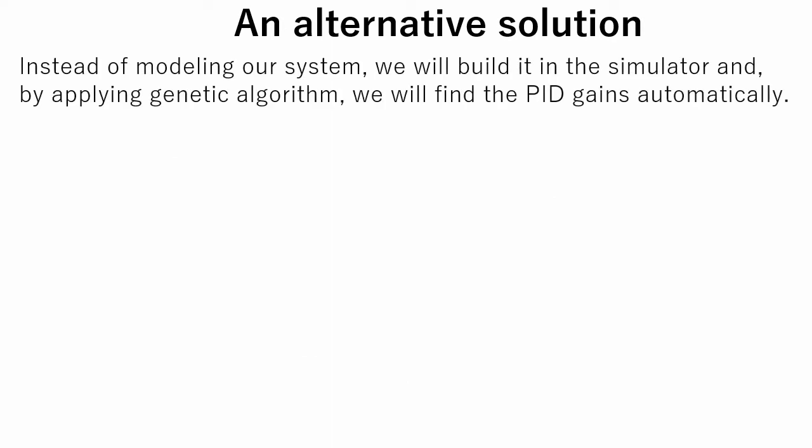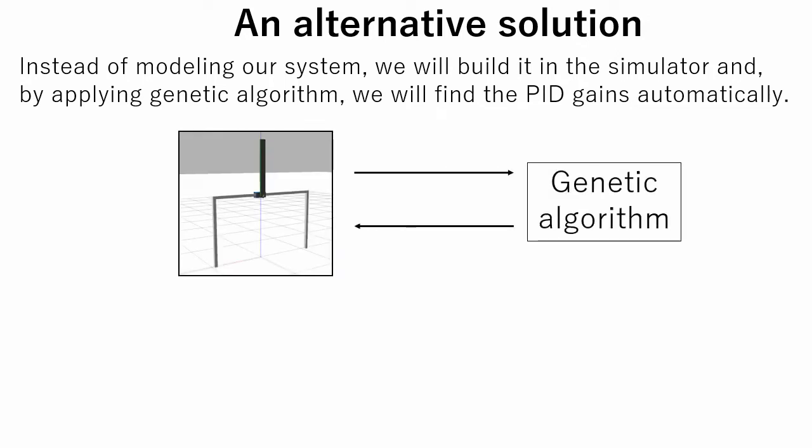As an alternative solution, instead of modeling our system, we will build it in the simulator, and by applying a genetic algorithm, we will find the PID gains automatically. Here is the scheme. There is a cart pole model in Gazebo. The simulation is performed for 5 seconds. At each time step, the pole height and cart displacement from the center are obtained. After the simulation, the sum of pole height and cart displacement is passed to the genetic algorithm and evaluated.